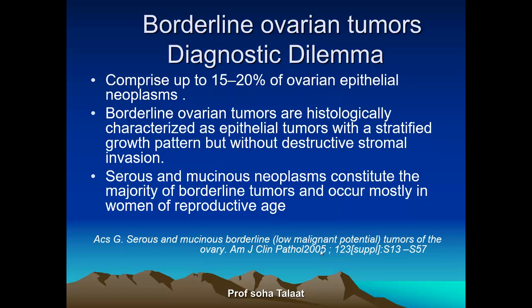The entity of borderline ovarian tumor is very important. It is a diagnostic dilemma, usually in the young age group, comprising 15 to 20% of ovarian epithelial tumors. They are histologically characterized by epithelial tumors with stratified growth pattern but without destructive stromal invasion. Serous and mucinous neoplastic lesions constitute the majority of these borderline tumors.